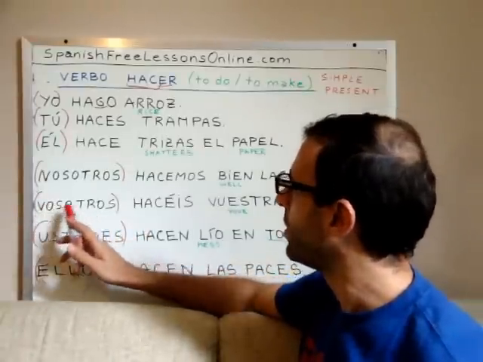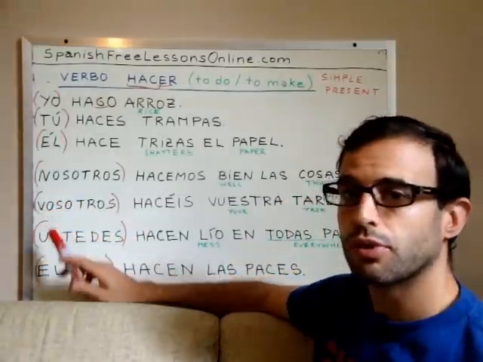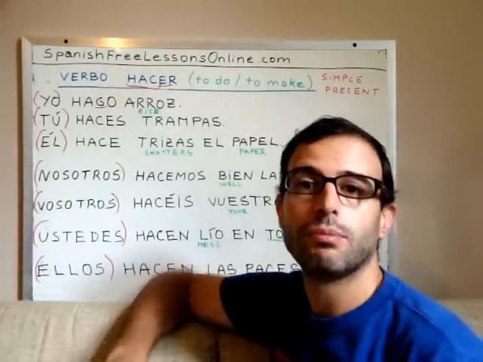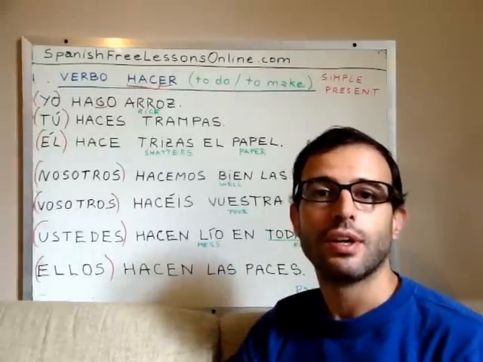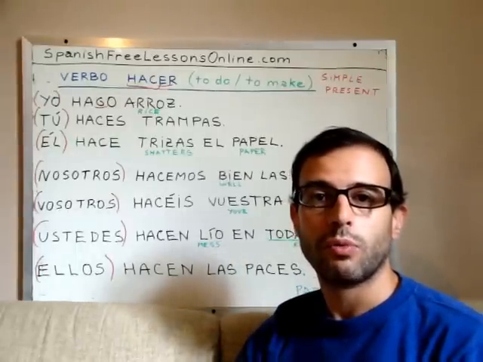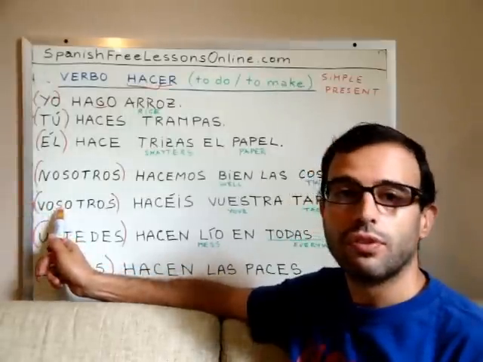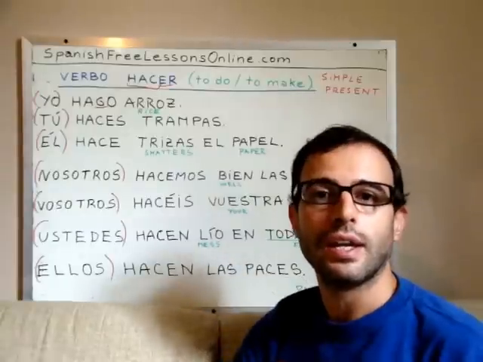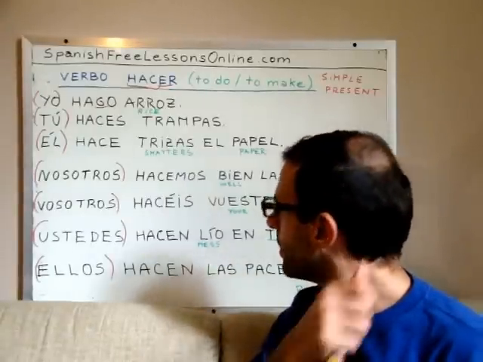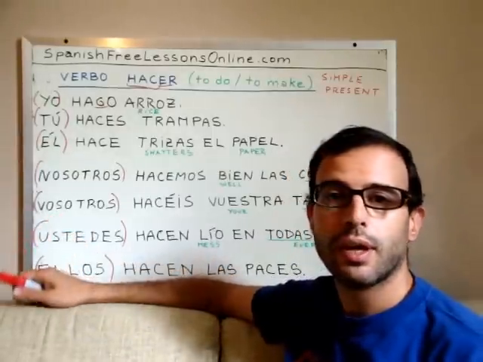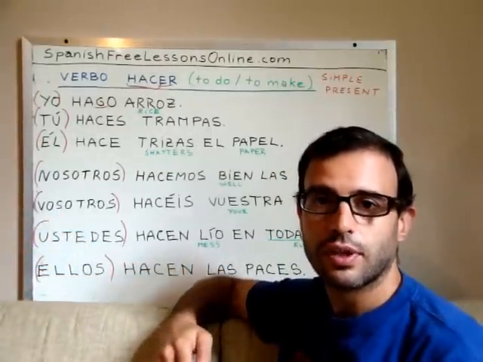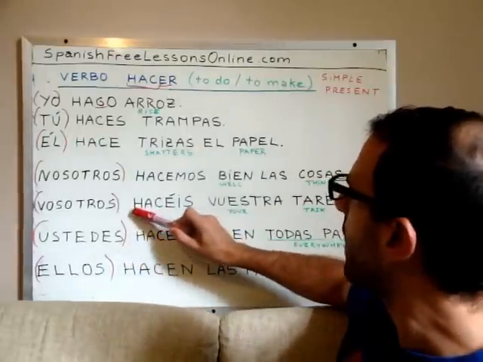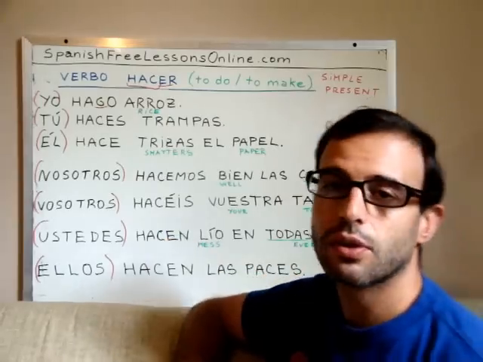Here I've written one example for vosotros and one example for ustedes. Remember that vosotros and ustedes mean exactly the same thing, that is you plural, with the difference that vosotros is used in Spain and ustedes is used in Latin America, right? But it means exactly the same and they're both accepted and correct. Of course, the conjugation is different, right? Hacéis and hacen. So let's begin.